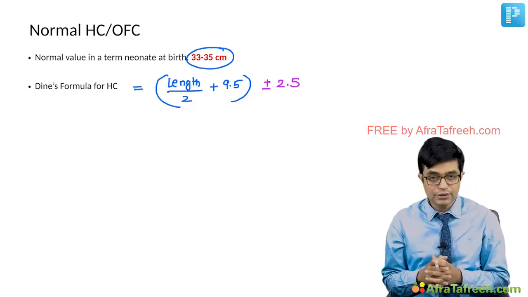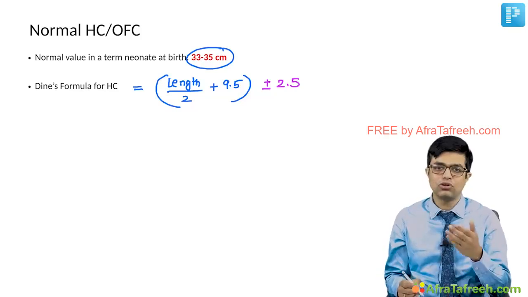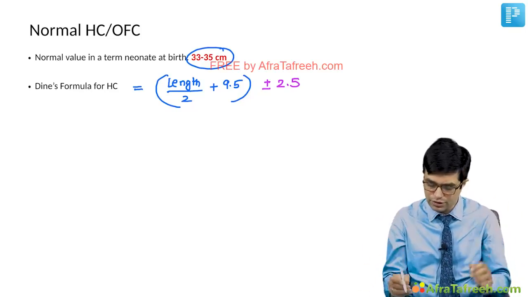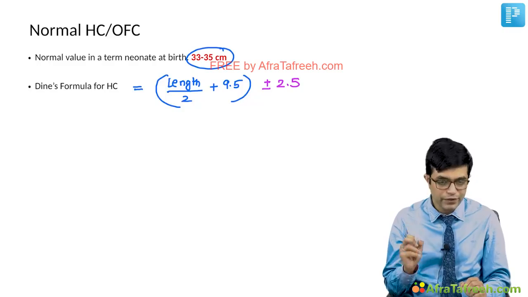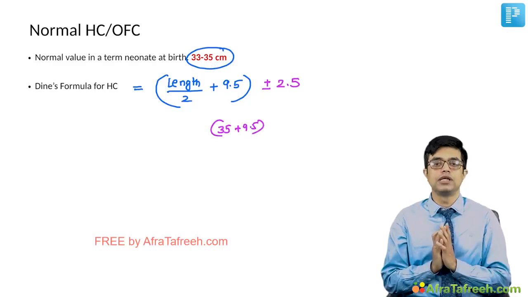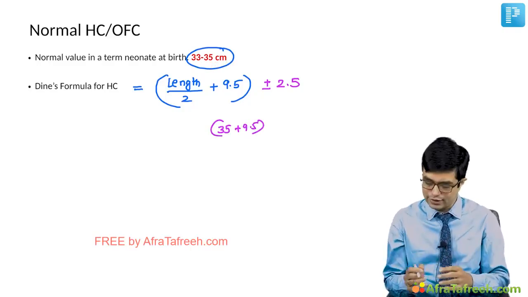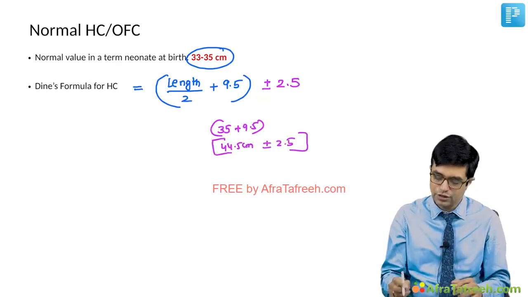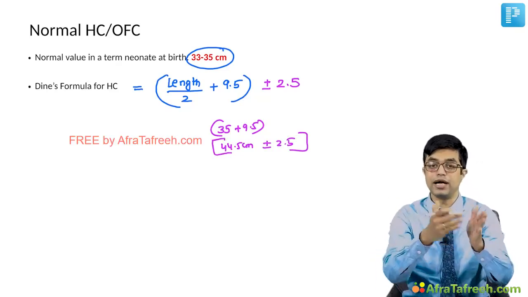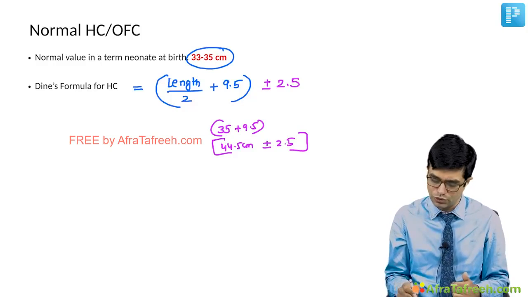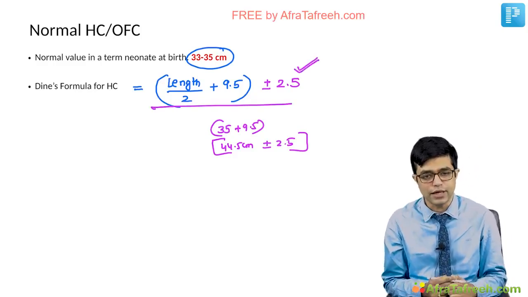To give you an example, suppose the length of a child is, say, 70 centimeter. So 70 by 2 will be 35. 35 plus 9.5 will be your median value of your head circumference. So it will be 44.5 centimeter. Plus minus 2.5 will give you the range for that normal child according to that length. So this is known as Dine's formula for head circumference, which you are supposed to remember. This formula is important for your entrance exams.